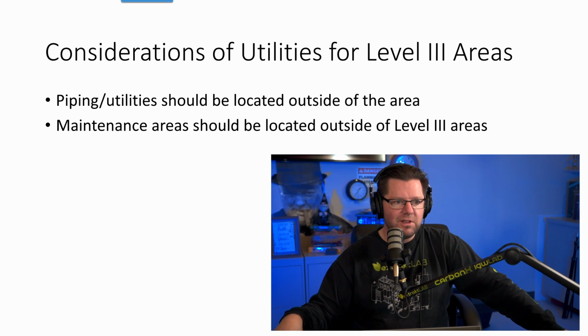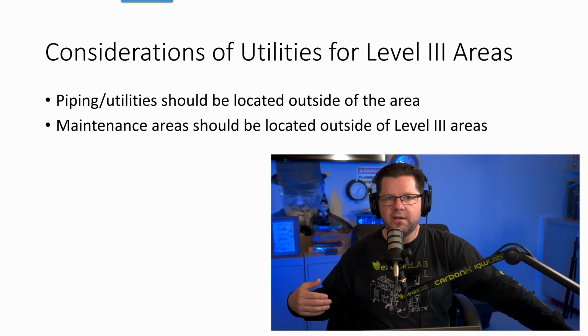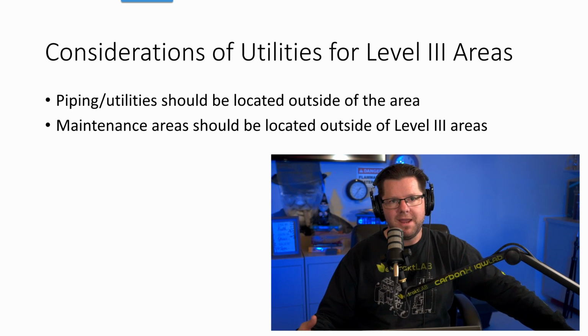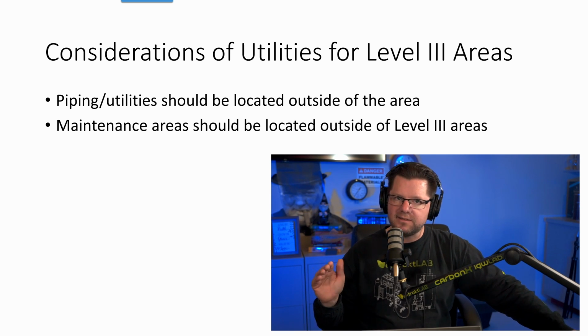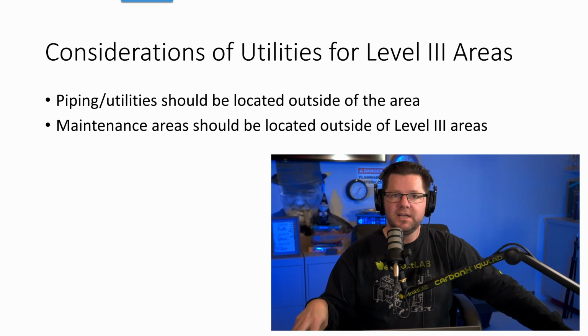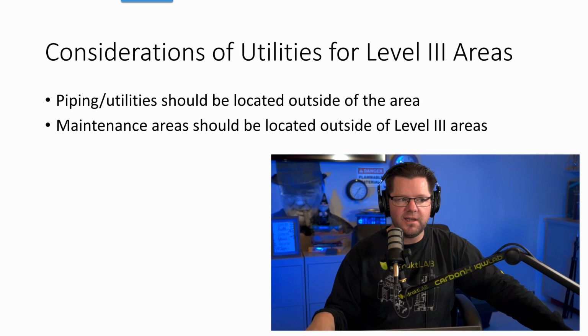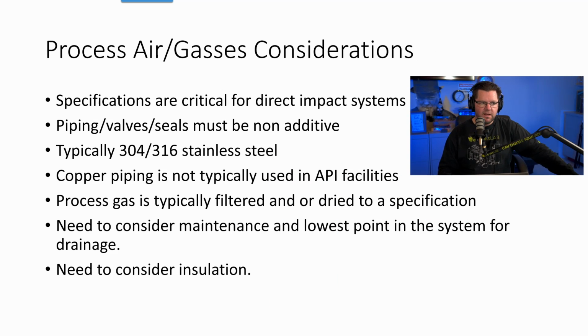Piping utilities should be located outside of the area. That's just to make sure that you don't have an excess number of people coming in there for maintenance. You don't want piping hanging from the ceiling or coming across the ceiling because it has a horizontal place where dust can accumulate. Those are the types of design considerations that you need to be thinking of. And you want those maintenance areas also located outside of the level 3 areas. So those are just some concerns.